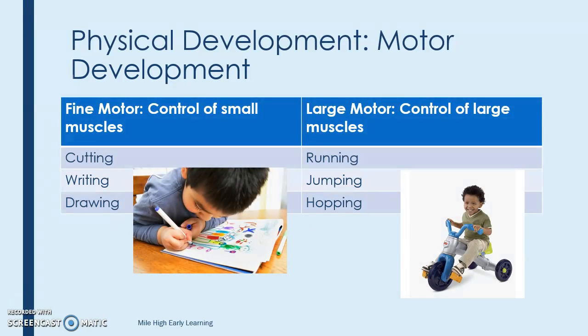So I'm going to give you a broad look at fine and gross motor, or large motor, before we move into what that looks like for infants, toddlers, and preschoolers. But fine motor is the control of small muscles, and they include things like cutting, writing, and drawing. Gross motor, or large motor, is control of large muscles, and that includes things like running, jumping, hopping, skipping, riding a bike, all that great gross stuff. So make sure that you make a note of the difference and that you really understand what fine motor is and what large motor is as we move through the next slides.